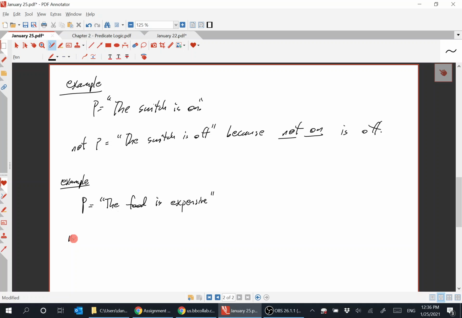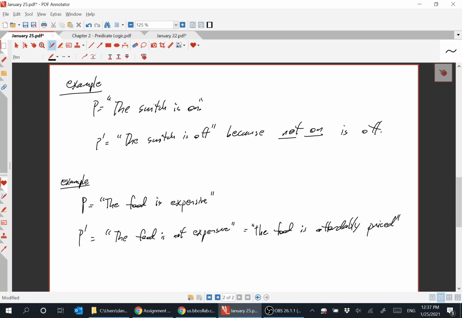So P is the food is expensive. In this case, P naught is the food is not expensive. It doesn't mean it's cheap. The antonym of expensive is cheap. And in this case, what does not expensive mean? Reasonably priced, or affordable. The food is affordably priced. Which could mean anything. It could mean the food is very inexpensive, or the food has a moderate price.